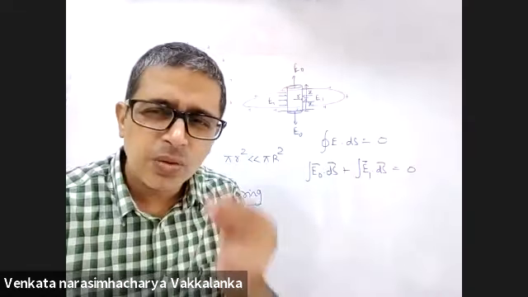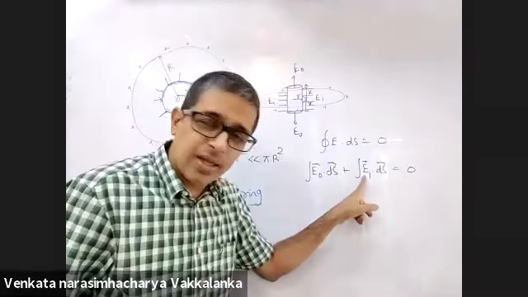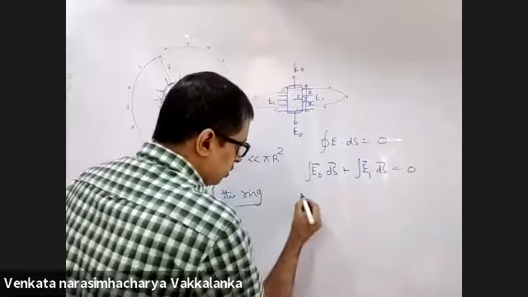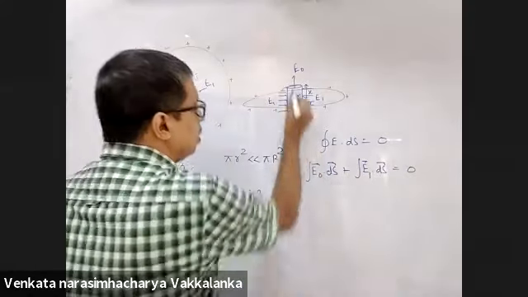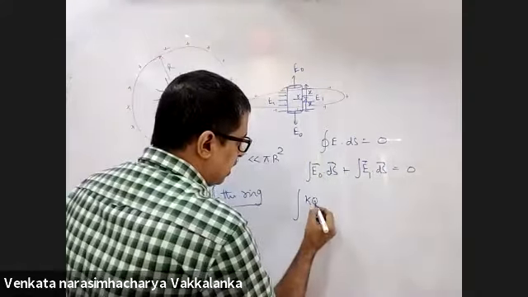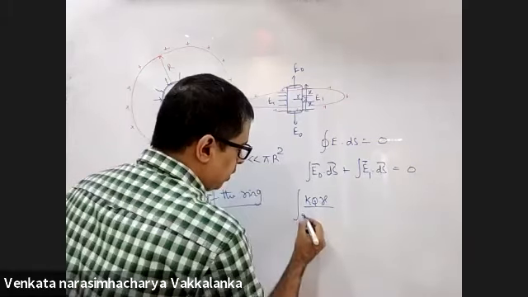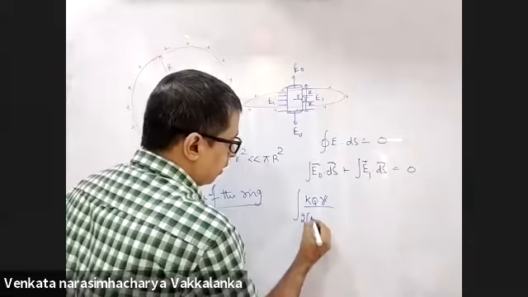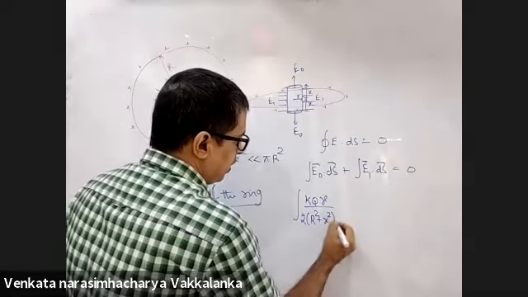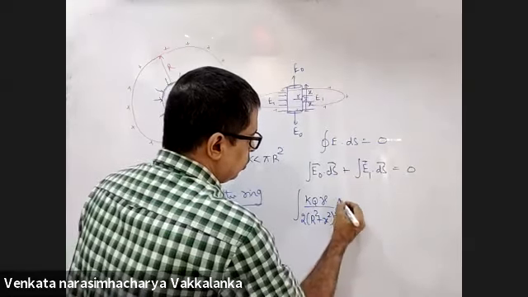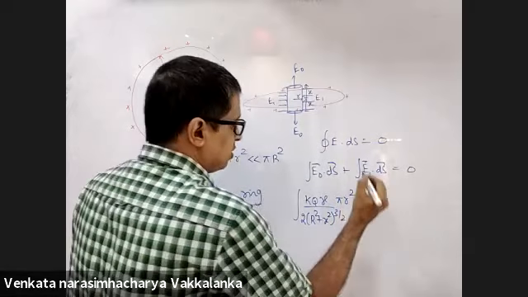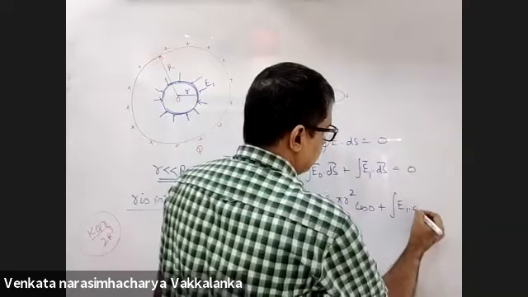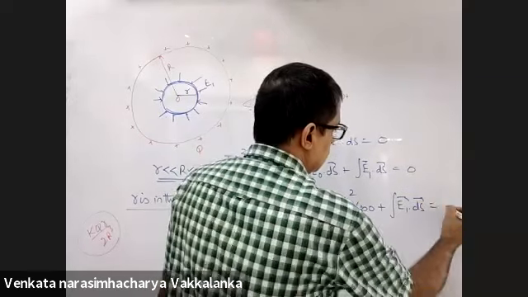What was asked in the question? E1. E0 ds, this will be integral. What is E0? kQx upon 2 into (R square plus x square) to the power 3 by 2, into pi small r square into cos 0, plus integral E1 dot ds should be 0.